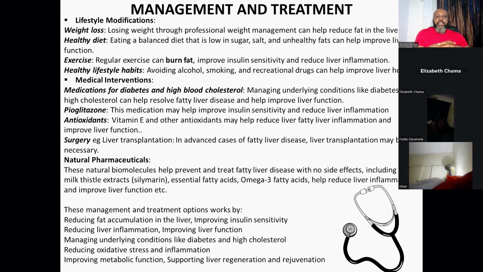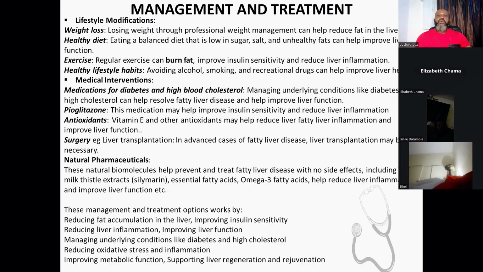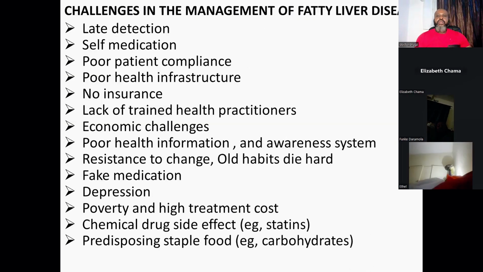Then we have natural pharmaceuticals. These natural biomolecules help to prevent and treat fatty liver disease with no side effects. Of course, milk thistle extracts, vitamin C, as aforementioned. But we know that all these things will work eventually by reducing fat accumulation in the liver, improving insulin sensitivity, and all that. So that's what management and treatment is about. The health practitioner will tell you more.